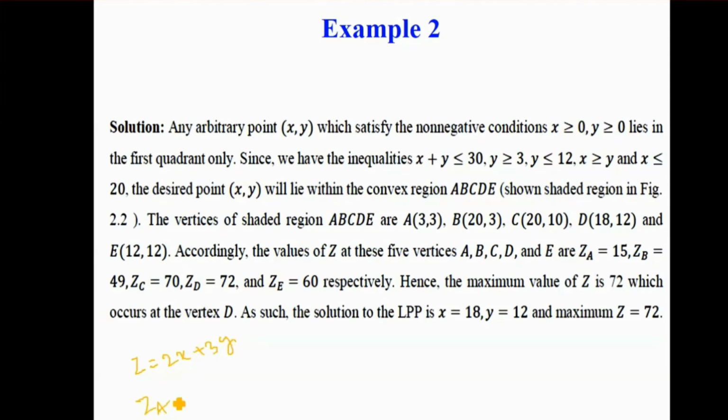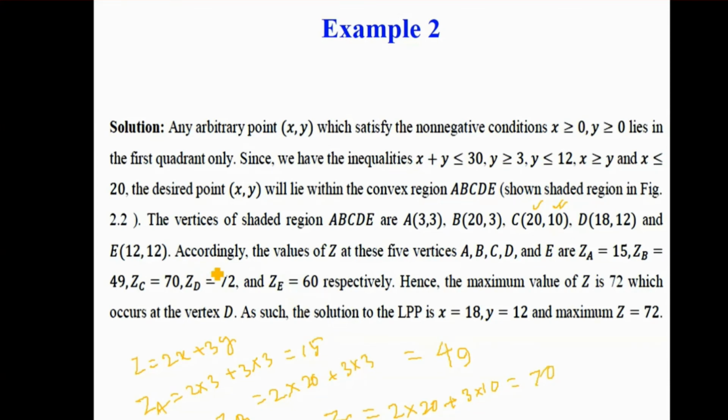So za will be what? 2 into 3 plus 3 into 3. So it will be 15. Similarly, zb is what? 2 into x value is 20. So 2 into 20 plus 3 into 3. So 2 into 20, 40, plus 9, 49 will be the answer. And then zc you have to find. Zc is 2 into x, x is 20. Here this is 20, 10. So 2 into 20 plus 3 into 10, we will get 40 plus 30, 70.